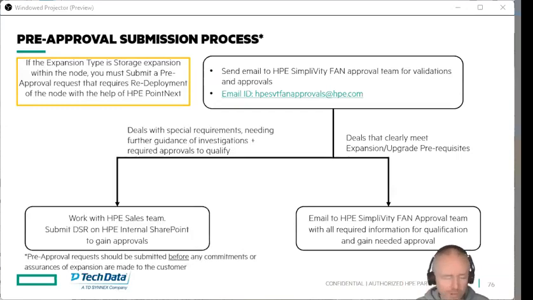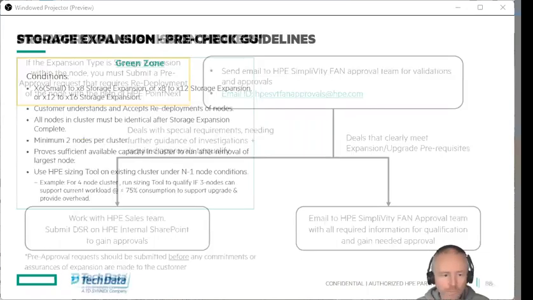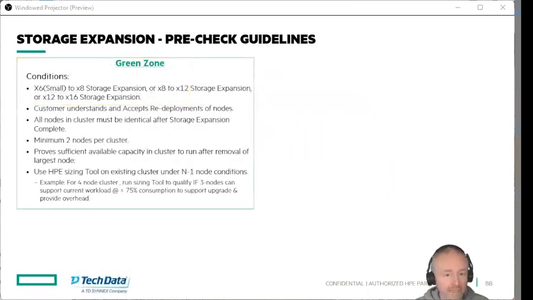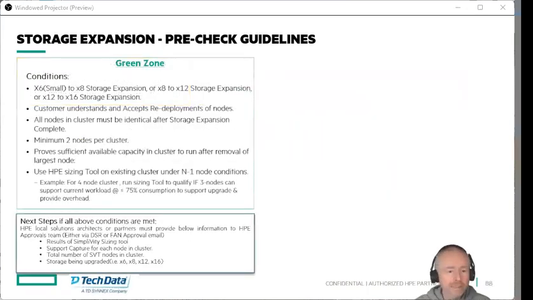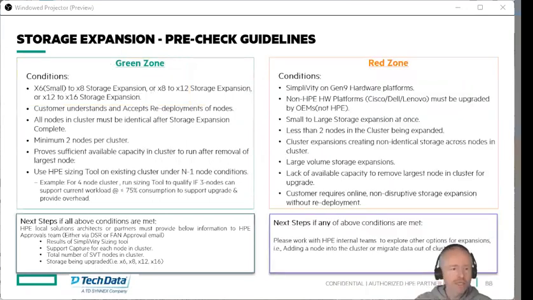So we're going to submit that DSR, a deal specific request, that we're going to follow. And in here, we can help you with that. There are some guidelines, and I put the information in here just for your reference as well. So there's a green zone, where we feel comfortable: yep, this is where we're going to do it. There's also a red zone where we want to stay away.